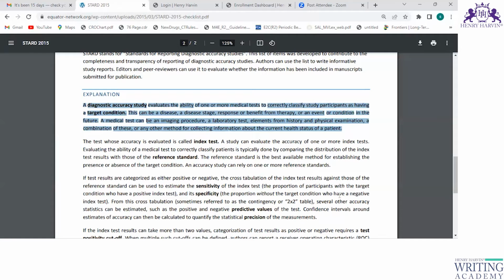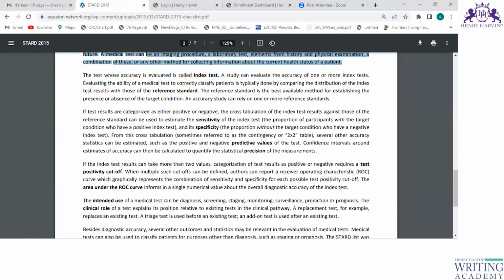is known as the reference standard. Now if the test results are characterized as negative or positive, a cross tabulation of index test results against those of the reference standard can be used to estimate the sensitivity. Sensitivity of a test is the proportion of participants with the target condition who have a positive index test. Certain tests give you a report of positive or negative, and certain tests give you a certain value.